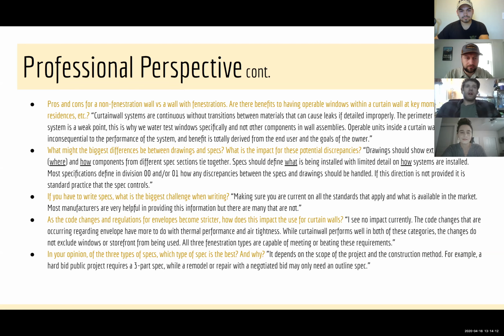Curtain wall systems are continuous without transitions between materials, and that can cause leaks if detailed improperly. The perimeter of any window system is a weak point. This is why we test windows specifically and not other components with wall assemblies. Operable units inside curtain wall systems are inconsequential to the performance of the system, and the benefit is totally derived from the end user and goals of the owner.